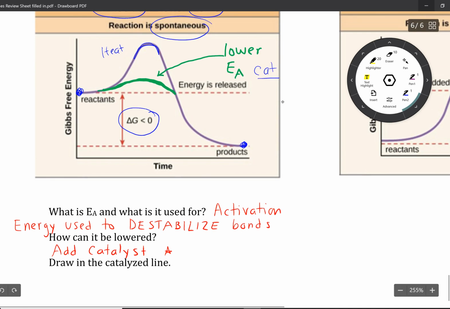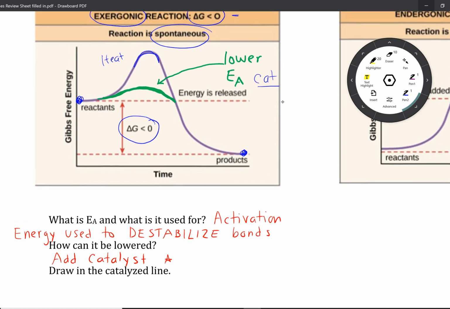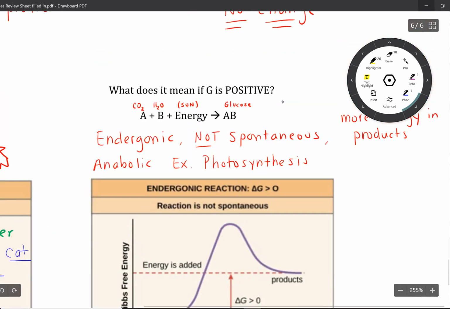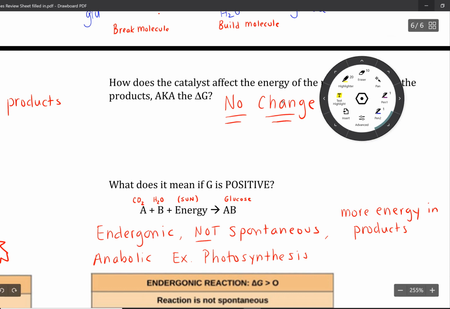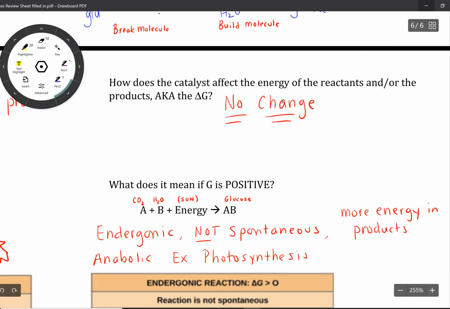So what is activation energy? That is the energy that is going to kind of destabilize the bonds. Let's say it's glucose breaking up into water and carbon dioxide. If you want to speed that process up, once again, you add a catalyst, and the catalyst is that green line there. And we are not adding a ton of energy to get this reaction to go. You'll see that later. And again, adding the catalyst has no effect on your total energy drop. And finally, let's answer this last question up here. How does the catalyst affect the overall free energy? And we just said there is no change.